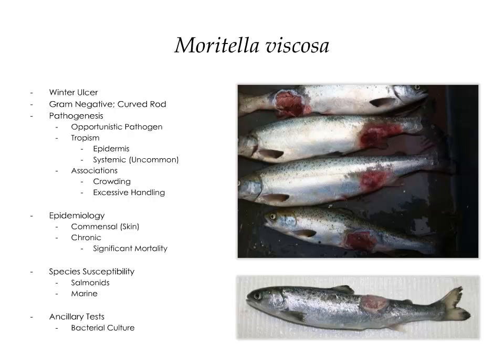In regards to epidemiology, this is a commensal organism on the skin. Chronic infections are associated with significant mortality. Winter ulcer is a disease of salmonids in the marine environment. Ancillary testing includes bacterial culture. The images on the right are examples of skin ulcers characteristic of this disease.